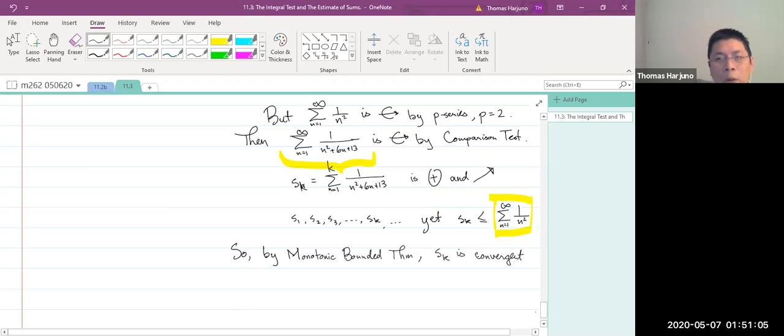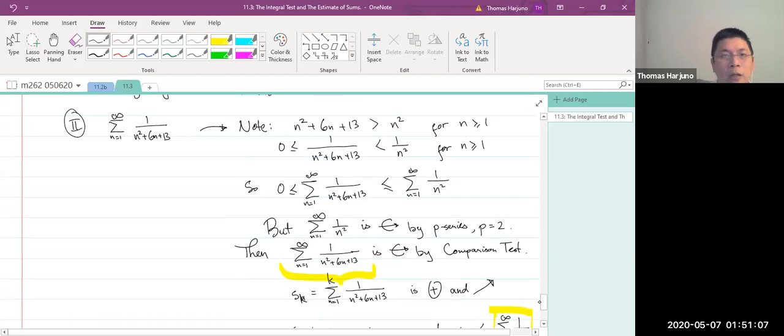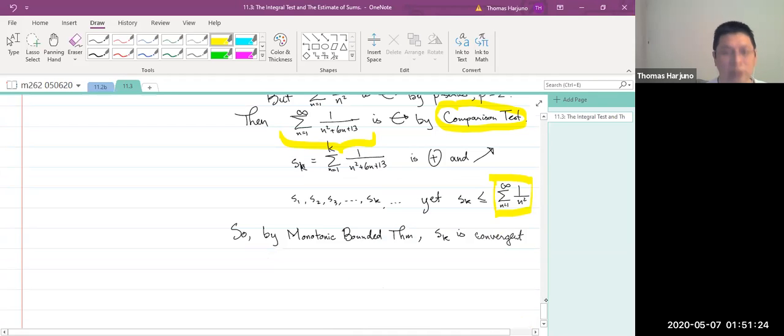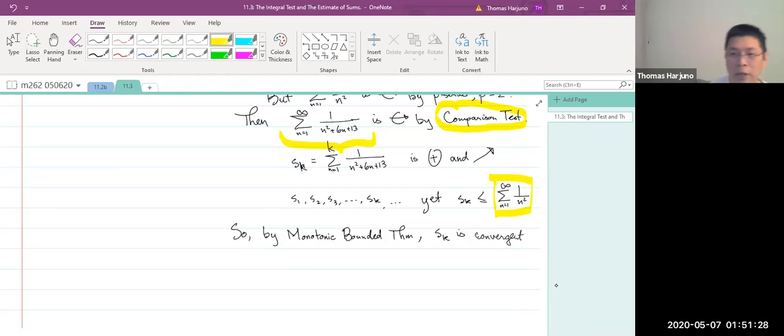That's actually a more proper argument. But in the next section 11.4, you will see we can use comparison tests. If a series of positive terms is bounded above by something convergent, then the series is convergent. Okay, let me stop here.